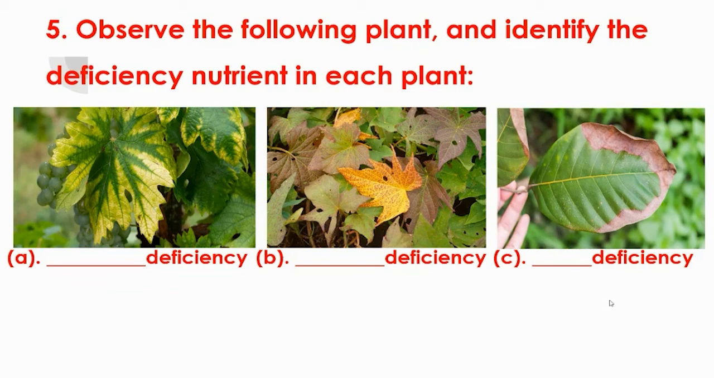How about picture B? What nutrient does this plant lack? Yes, I think phosphorus. Yes, congratulations. And the last one is only K, right? Yes, that one is nitrogen. The first one is nitrogen deficiency, the second one is phosphorus, and the last one is potassium.